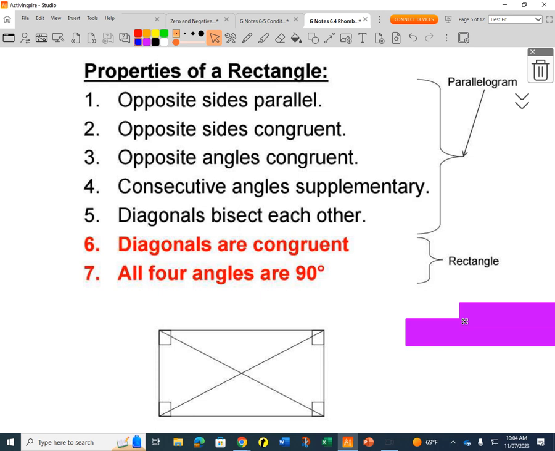All the opposite sides are parallel, right? So all of these are qualities, or properties, of all parallelograms. Remember, these two are the two that are unique to a rectangle. Which one's going to help us, Mason? Yes, all 4 angles are 90 degrees. How is that going to help us with this one to solve for x here?